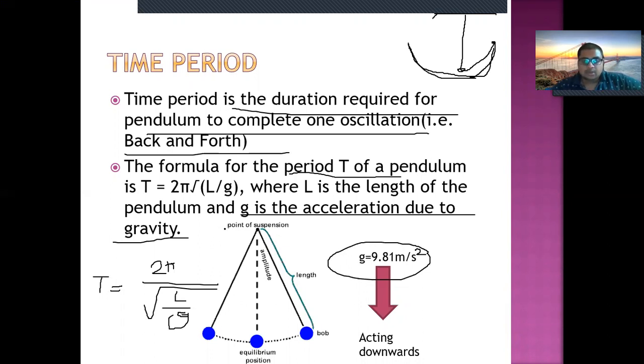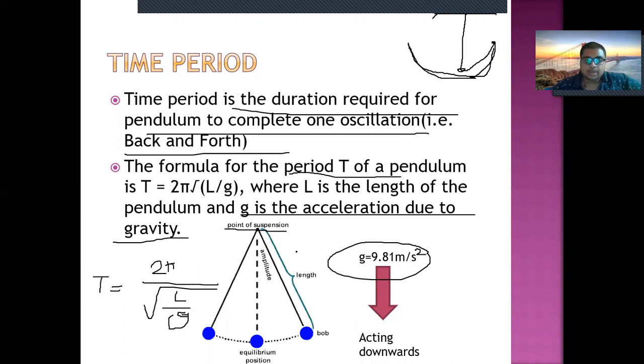And here is the point of suspension. The point of suspension is the point at which the string is held at the ceiling of a wall or a very rigid support. Here is the bob of the pendulum. Here is the equilibrium position. The equilibrium position is the resting position of the bob when you attach this pendulum at the point of suspension. And this is the length, the length of the string.